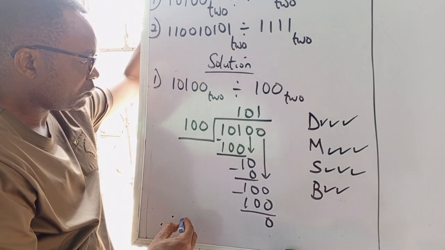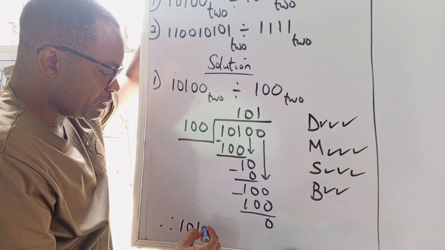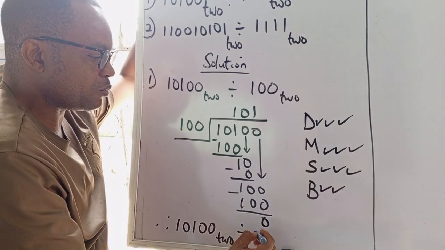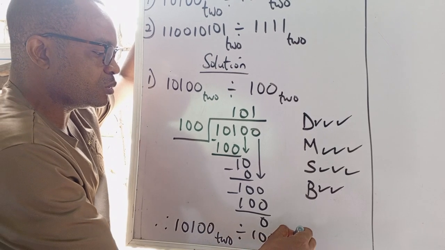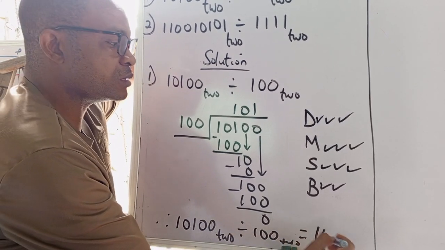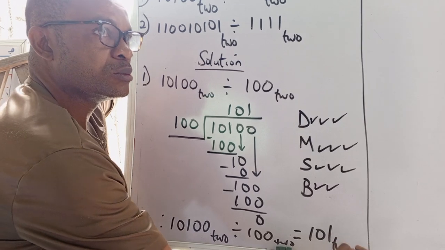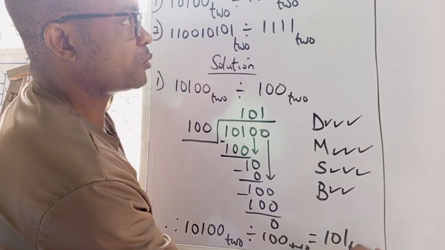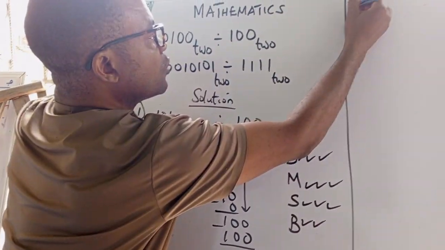Therefore, 10100 base 2 divided by 100 base 2 is equal to what? 101 base 2. Okay? Alright. So I'm going to the second one.